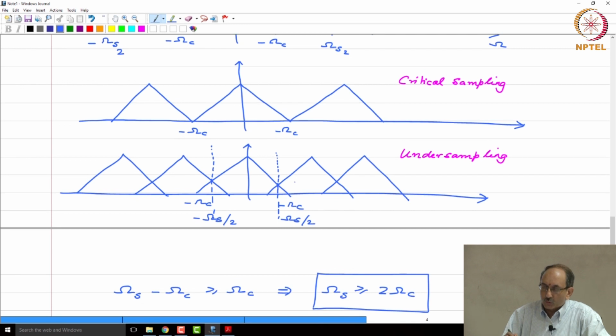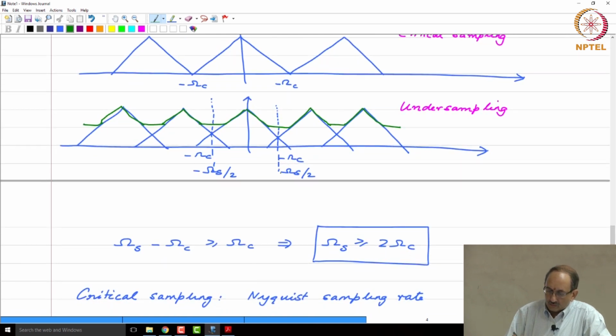And when these two things overlap, you produce distortion, and this is what is called aliasing, and hence the spectrum that you have is really this. So, this is the aliased spectrum. You cause distortion, and the distortion that is caused is called aliasing.